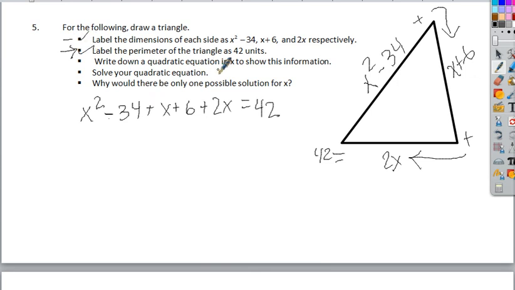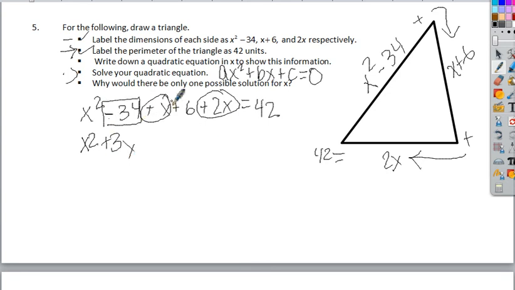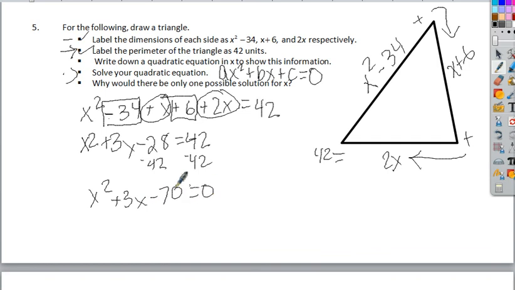And then it says write down a quadratic to show x in this information. So I've written it down, but it doesn't look like a quadratic, because remember, quadratics have to look like this: ax squared plus bx plus c equals 0. So I've got to do some combining and get the 42 over here. For the x, x and 2x is 3x. Then negative 34 plus 6 is negative 28. And then again, it has to equal 0, so we'll subtract the 42. And we get this: x squared plus 3x minus 70 equals 0.